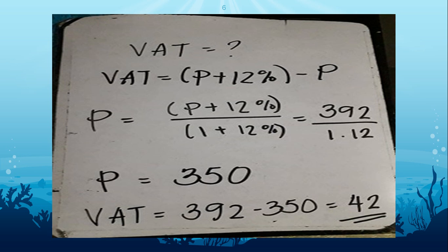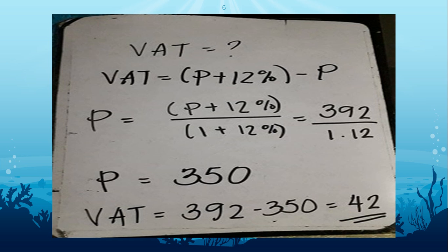Using these pieces of information, we can write an equation for our value added tax, or VAT, and VAT is equal to the selling price, which is actually equal to the principal plus 12% of the principal, minus the principal, or in this case the original cost or original price.